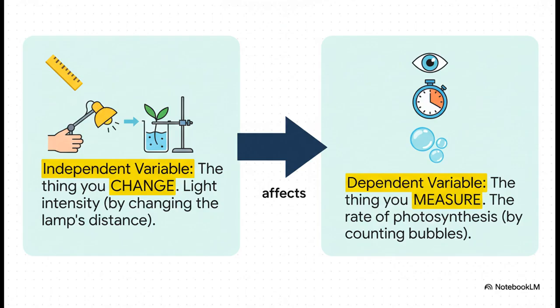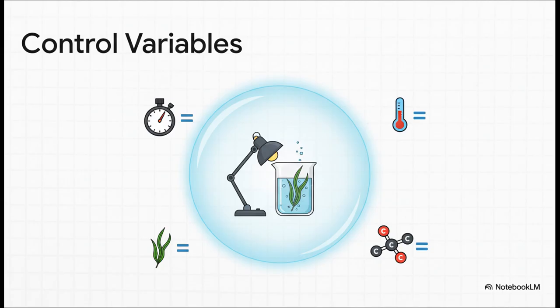The dependent variable is what you measure to see the effect. It depends on what you changed. And here, that's the rate of photosynthesis, which we measure by counting the bubbles. Now, to make sure this is a fair test, every single other thing that could possibly affect the results has to be kept the same. These are your control variables. Things like the temperature of the water, the concentration of CO2, using the exact same piece of pondweed for all your readings, and making sure you count the bubbles for the same amount of time every single time. All of them are crucial.